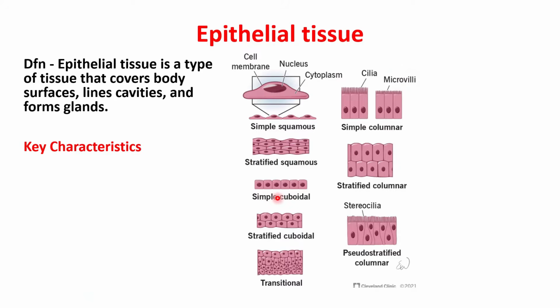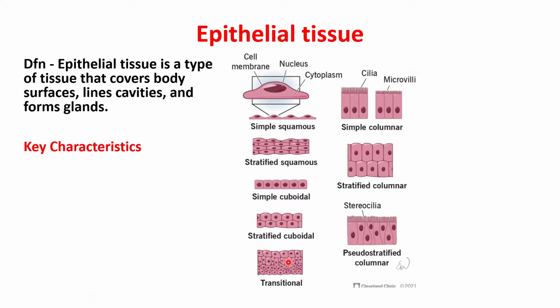Then simple cuboidal means it's just one layer, then cuboidal. You can look at the cells, and even the nucleus itself looks circular. If the nucleus looks circular, that's cuboidal in nature. If the nucleus looks oval, that's columnar. So you can see the difference between simple cuboidal and simple columnar. Then you have stratified cuboidal. Stratified means more than one layer. You can see here, one, two, those are two layers, and that's the reason it's stratified. Then cuboidal, because the nucleus is circular in nature.